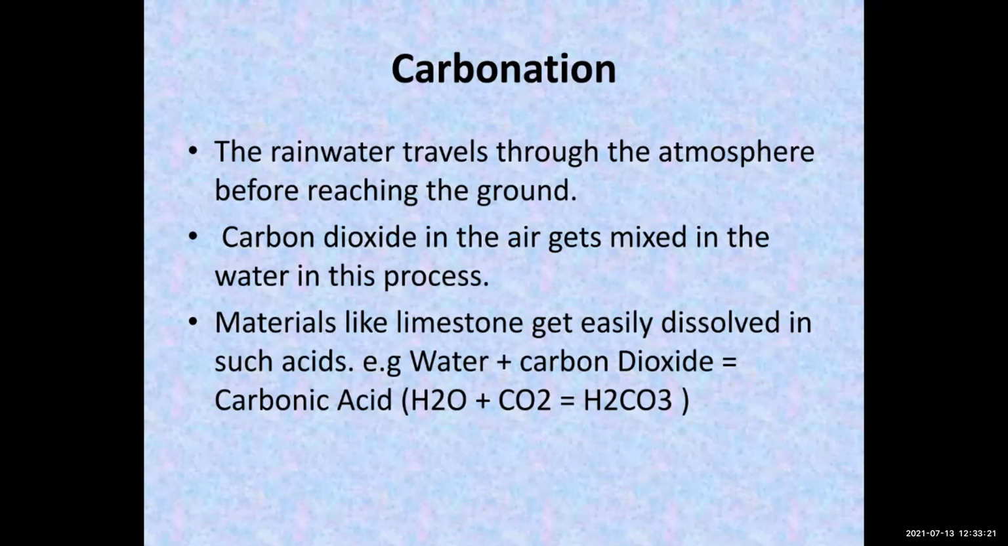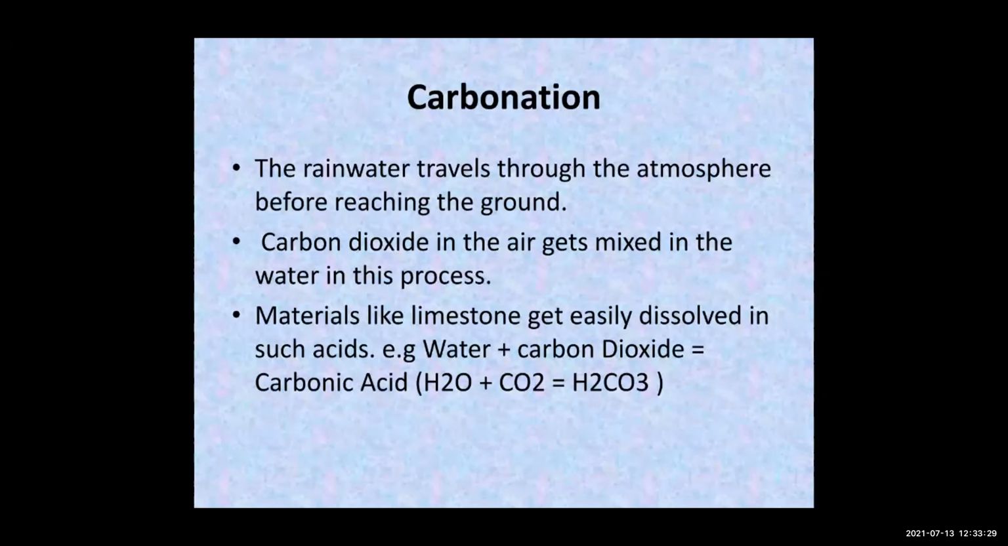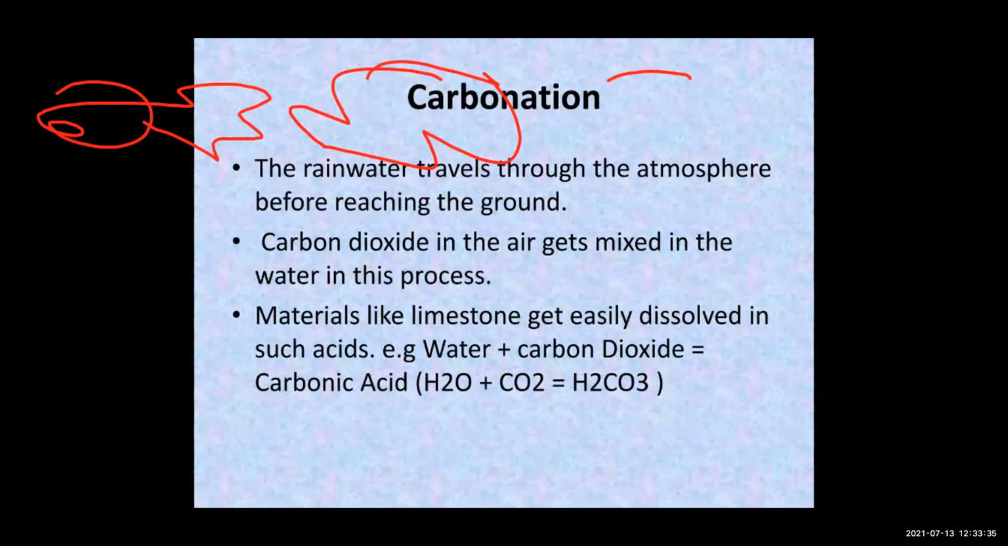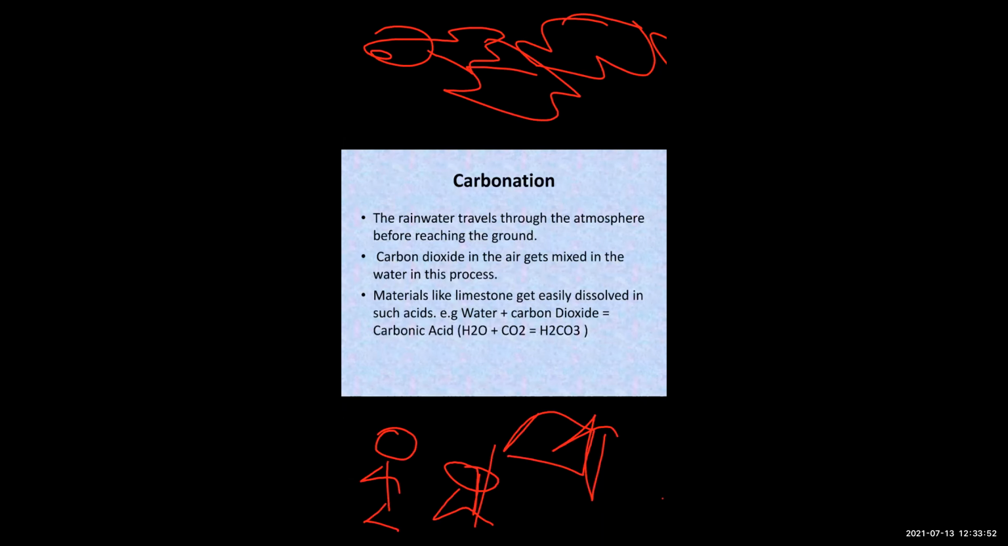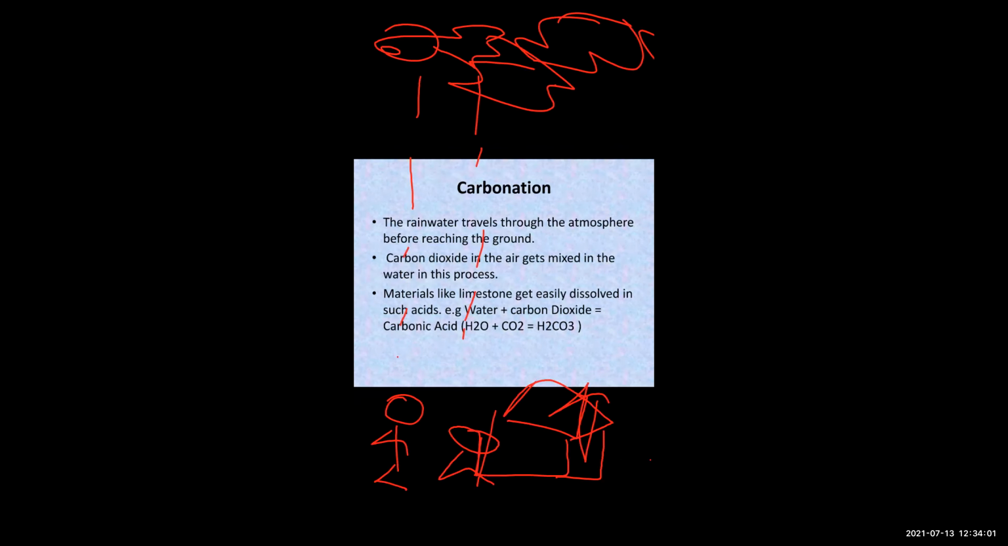Why are they saying that rainwater travels through the atmosphere? See, it's coming. Let me draw. This is a cloud, and people are staying here. This is the house where the people are staying. And the water is coming from this way. Rain is coming from this.